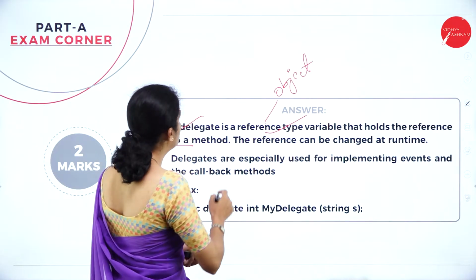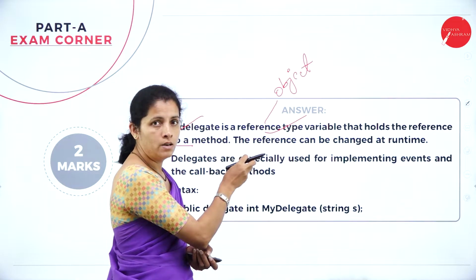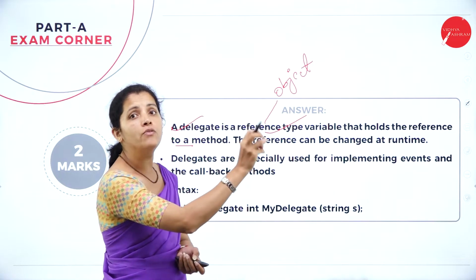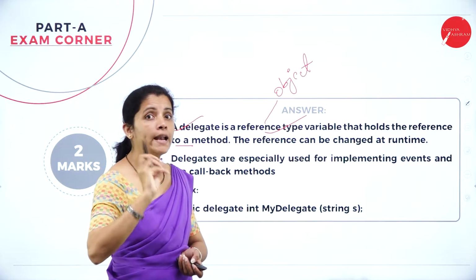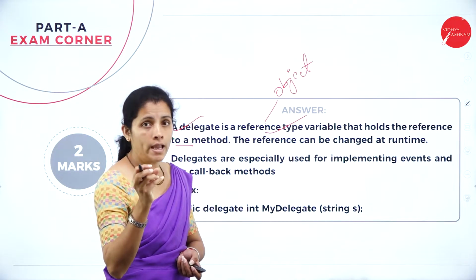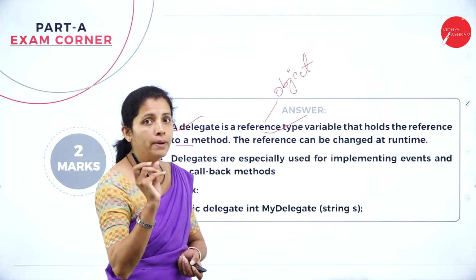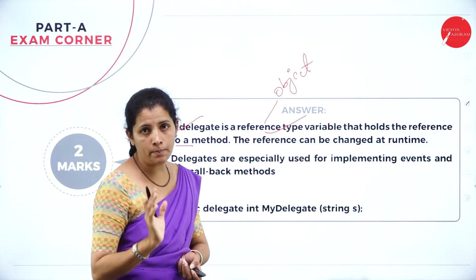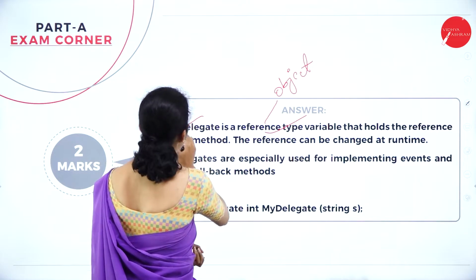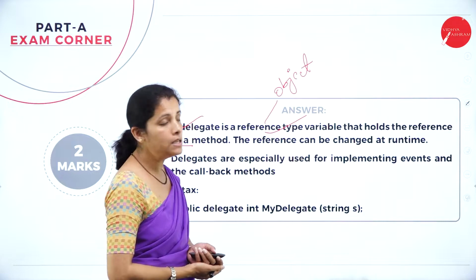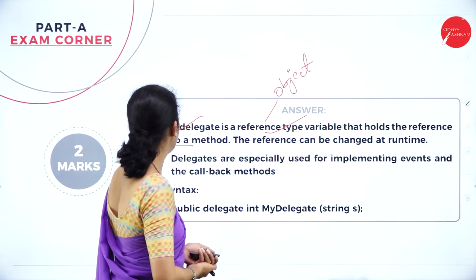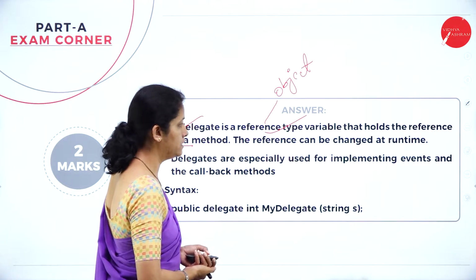Okay, so I am going to create the delegate. It holds the address of a method. If I consider a pointer, it holds the address of a variable. So I am going to replace variables with methods. So a delegate is an object type variable that holds the reference to a method.